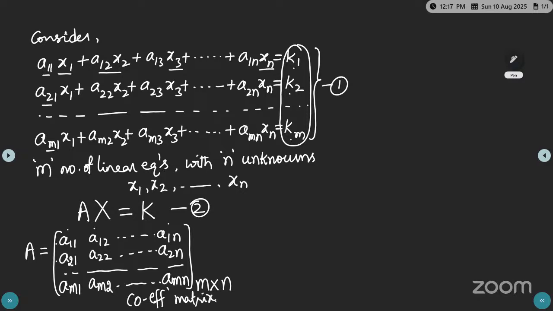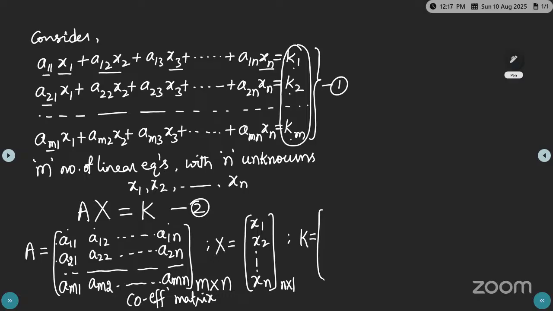Coefficient matrix. Next, X equals capital X equals x1, x2, and so on, xn. What is its order? It is n by 1. Next, what is K?